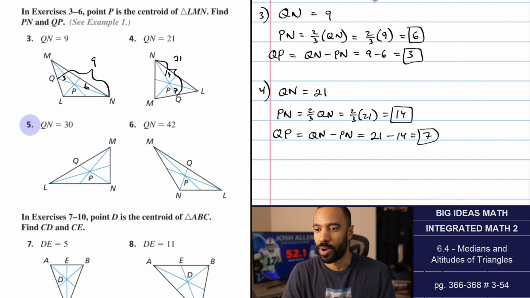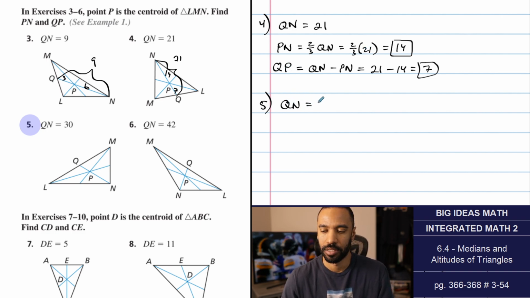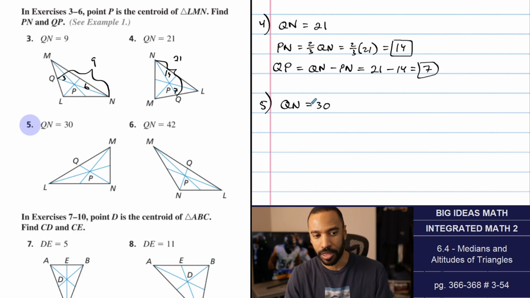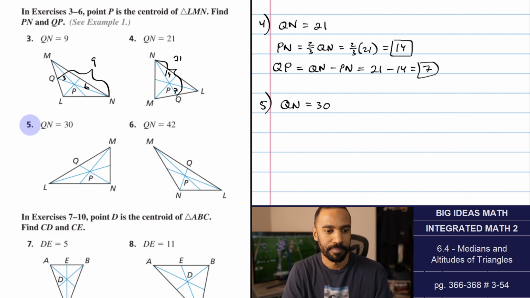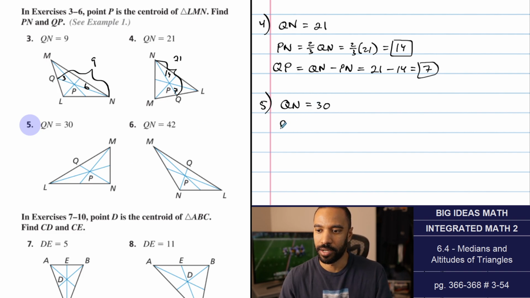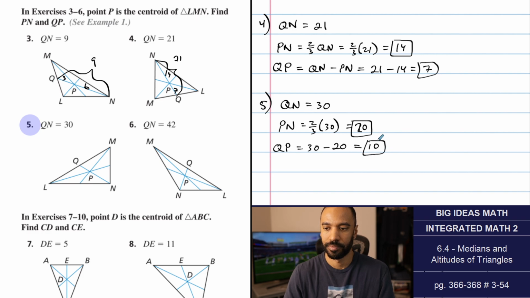Number 5, QN equals 30. QN, once again, is the entire thing. It looks like on all of these, QN's the whole thing, so I'm not going to write the little formula within. I'll just straight up substitute. QN equals 30. Can we do this without drawing anything? Look at where QN is. PN is going to be 2/3 of it because N is at the vertex once again. So PN is 2/3 of QN. 2/3 of 30. 30 divided by 3 is 10. 10 times 2 is 20. So 20 units. QP will be 30 minus 20. Find that difference and you get 10. That's number 5.